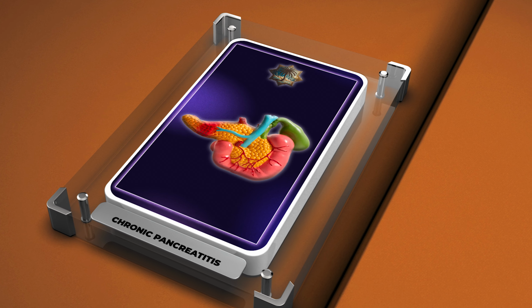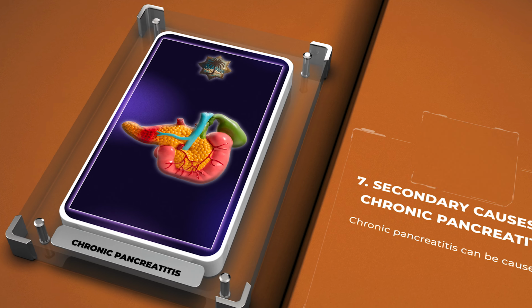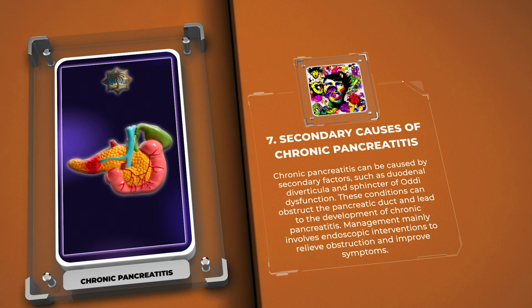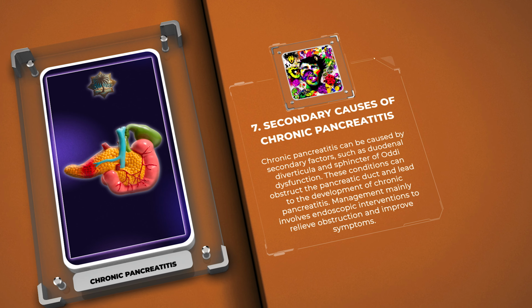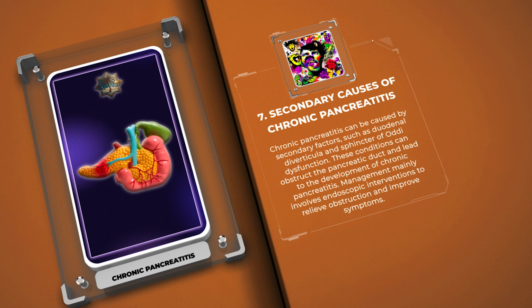Chronic pancreatitis can be caused by secondary factors, such as duodenal diverticula and sphincter of Oddi dysfunction. These conditions can obstruct the pancreatic duct and lead to the development of chronic pancreatitis. Management mainly involves endoscopic interventions to relieve obstruction and improve symptoms.